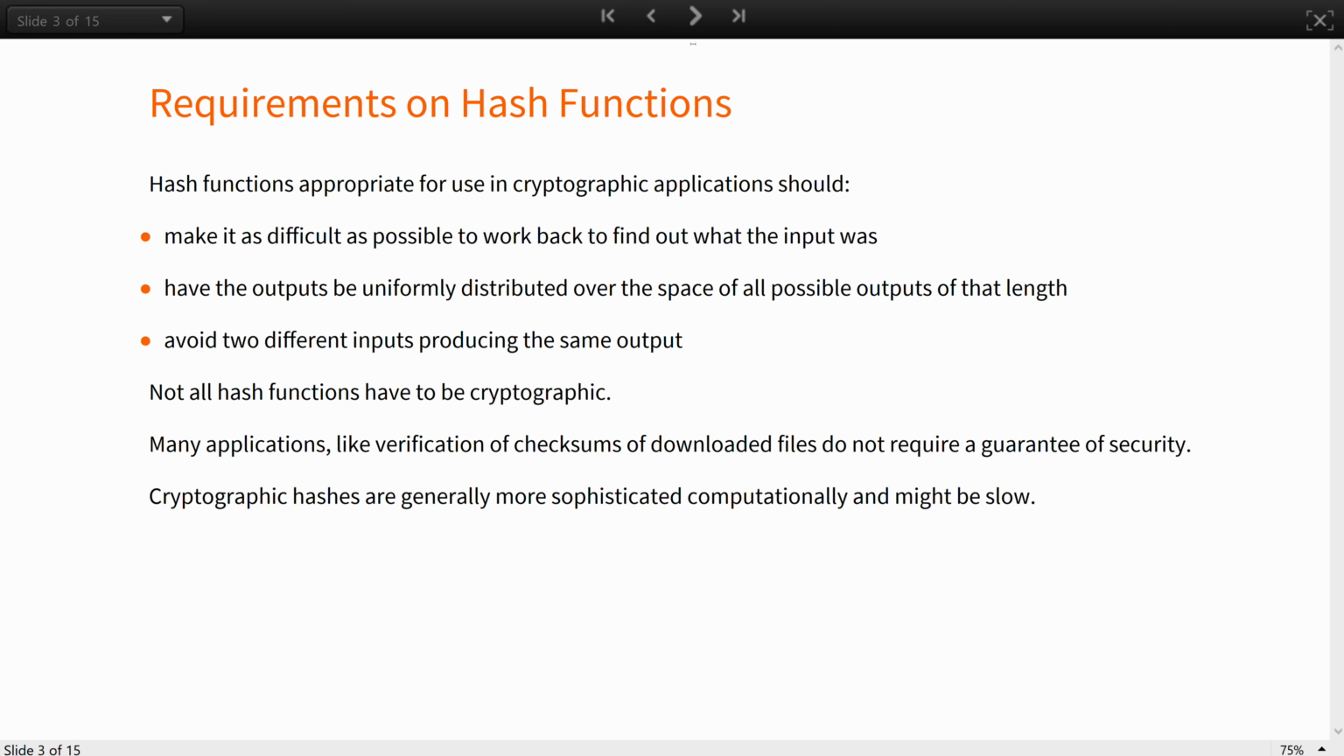Many applications like verification of checksums of downloaded files just need short fingerprints of data that are computed efficiently and reasonably well distributed, but do not require a guarantee of security. Some applications may also be memory or performance critical rather than security critical. Cryptographic hashes are generally more sophisticated computationally and might be slower for that reason. This lecture will cover the main requirements on hash functions intended for use specifically in cryptographic protocols.